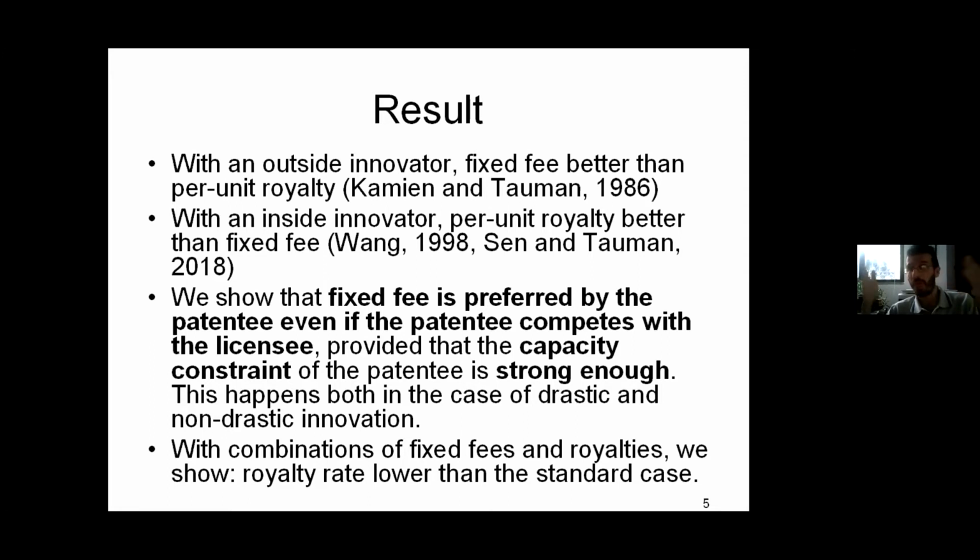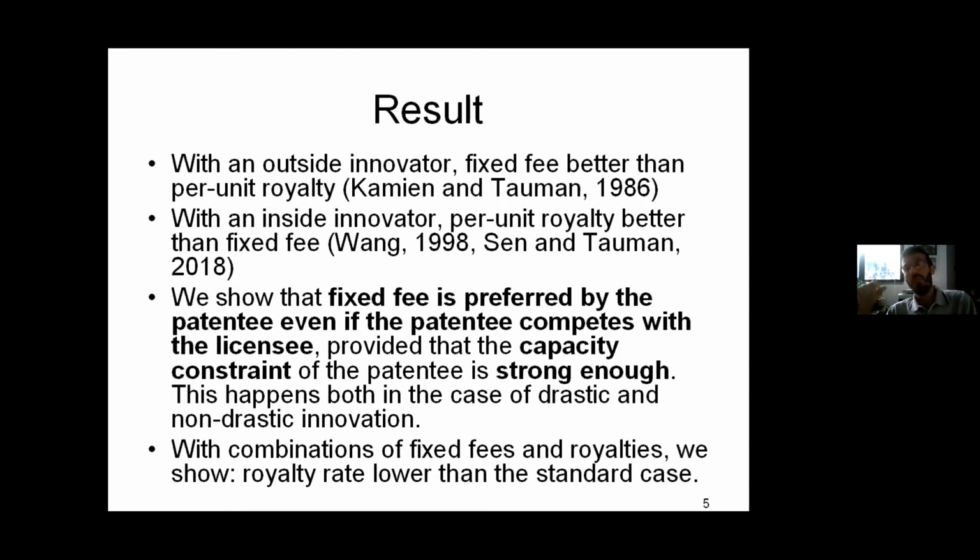What we do is to compare, as usual in the literature, these two types of licensing methods, per unit royalties and fixed fee. What we showed is that even if the patentee is an insider, you might have that fixed fee is better than per unit royalties, provided that the capacity constraint is strong enough. This happens for both drastic and non-drastic innovation.